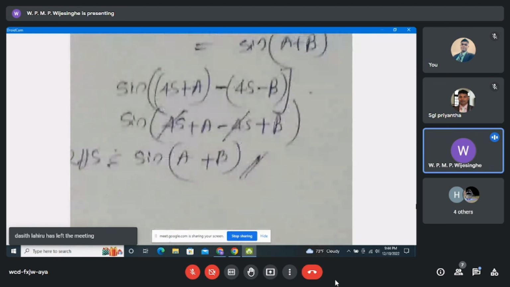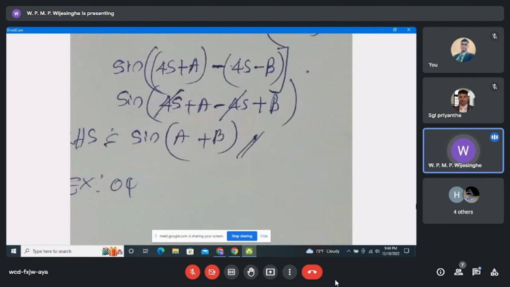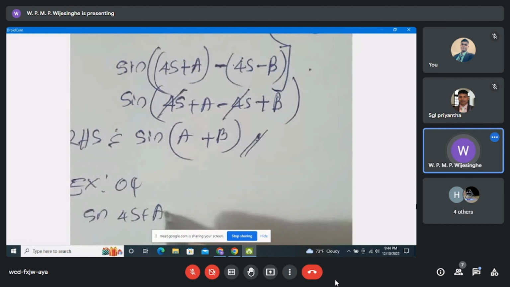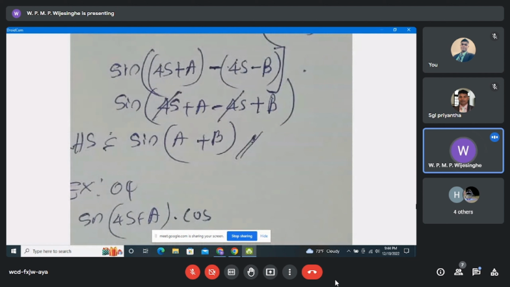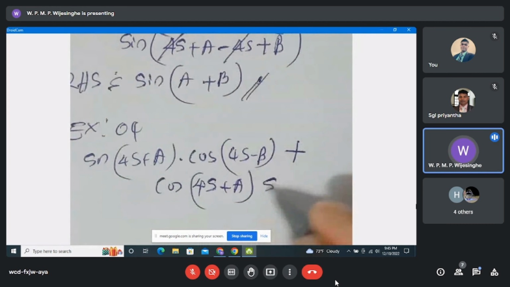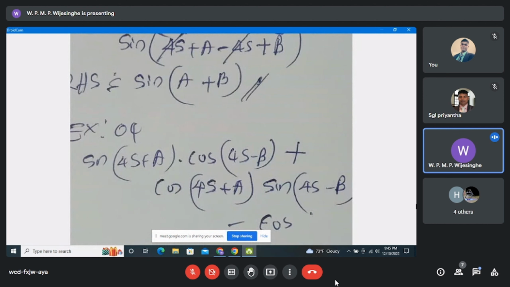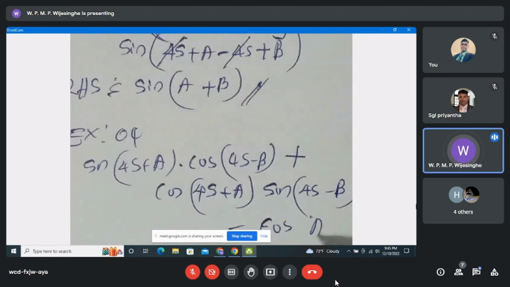Okay, we can do this, example 4. Sin(45 plus A) times cos(45 minus B) plus cos(45 plus A) sin(45 minus B) equals cos(A minus B).